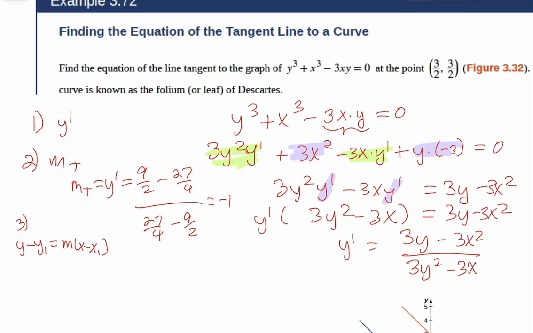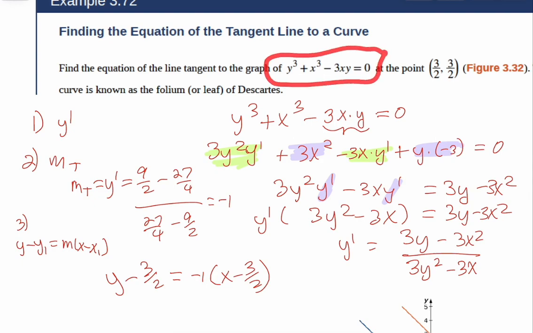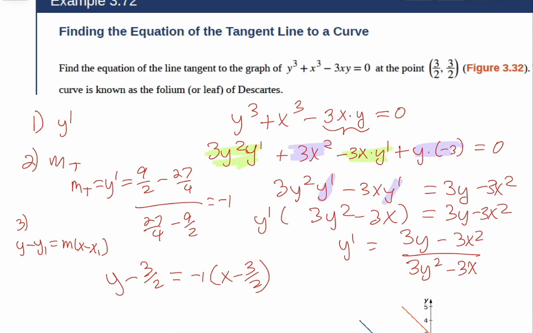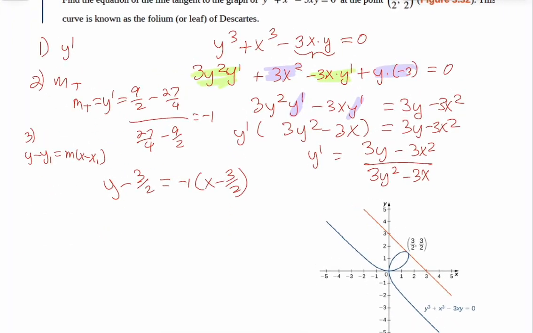So our slope is -1. Our point is 3/2, 3/2. So our final answer for the equation of the tangent line is y minus 3/2 equals -1 times x minus 3/2. And you could put the original equation, exactly as it was originally given to us, into Desmos, and this equation just like you see it here, and you should see that it is the tangent line at 3/2.